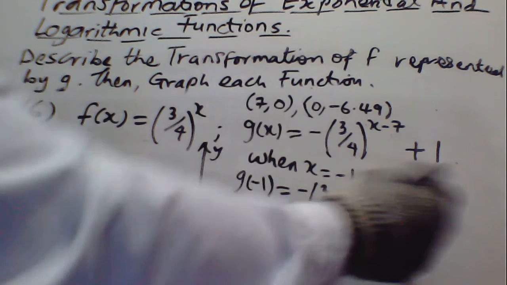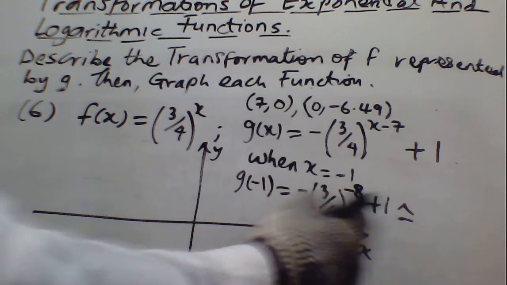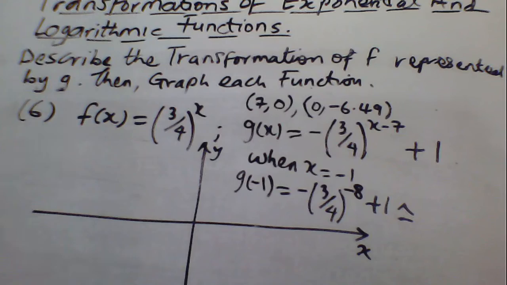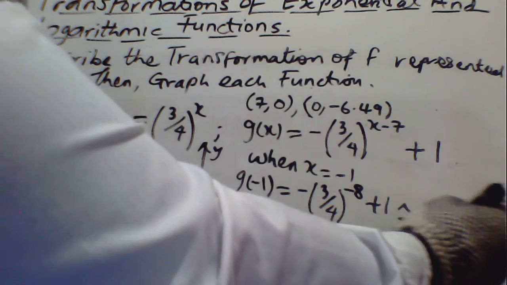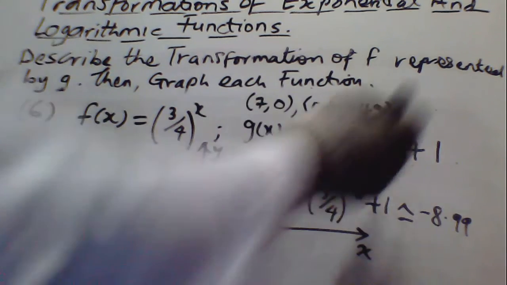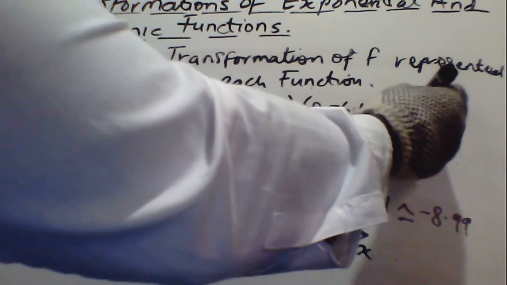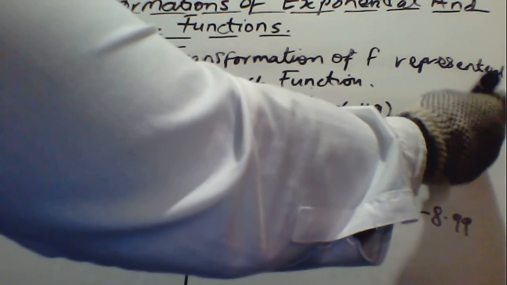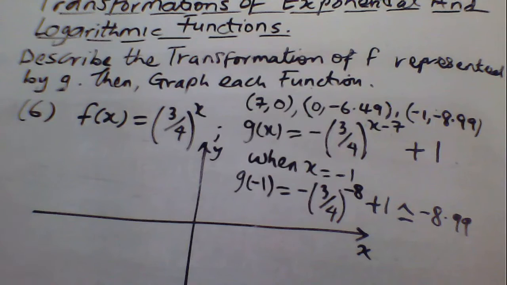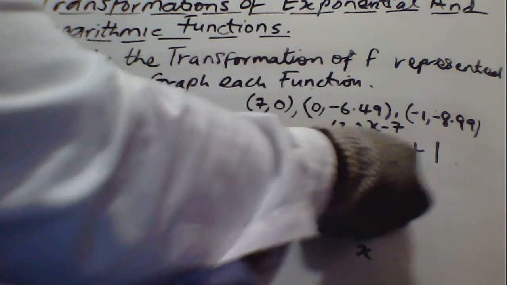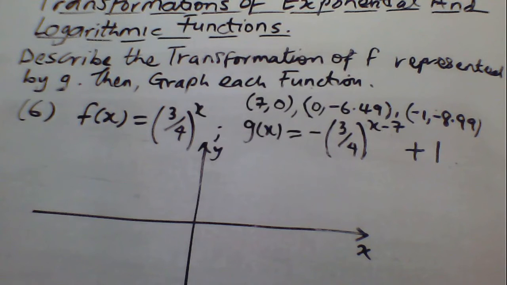Use your calculator or four-figure table to find this value. So this will be approximately minus 8.99. So you bring the point here, minus 1, minus 8.99. So we have already gotten 3 points. With these 3 points we can go into graphing it, or if you like you can still choose one. These 3 points are enough for us to graph it.